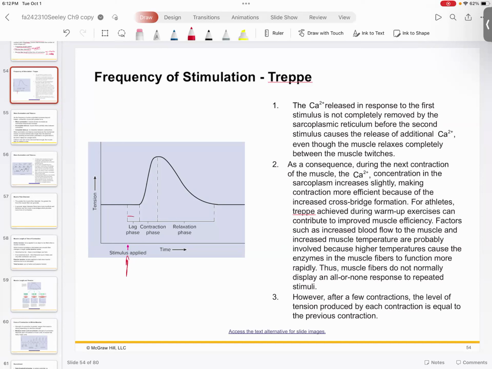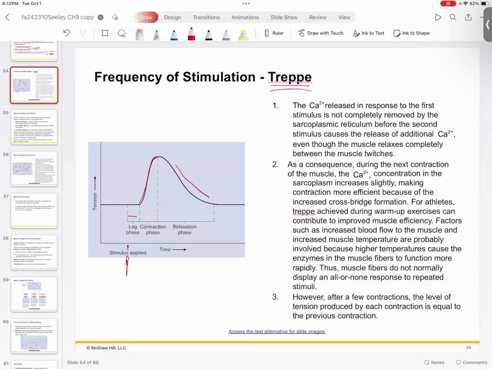So we have our lag phase as it makes its way through the sarcolemma down to the T-tubules. We get our contraction curve, and then we get our repolarization, or relaxation rather, side of it. And so that's our basic twitch curve. Generally speaking, when we take a look at the frequency of stimulation, we have a couple of different patterns that we see. One of them is called, it's a German word, Treppe.